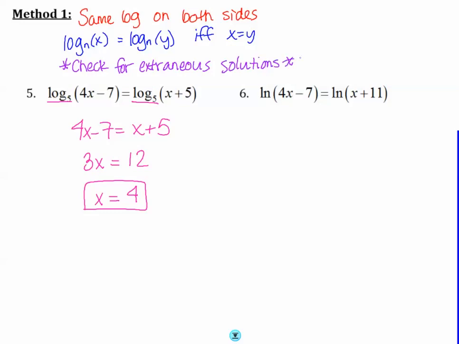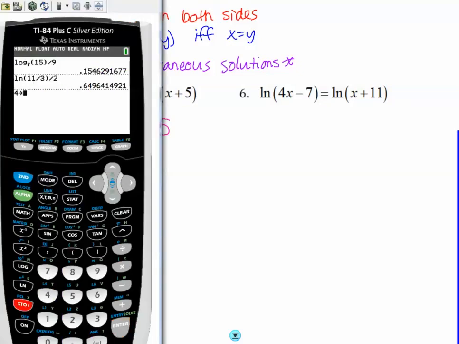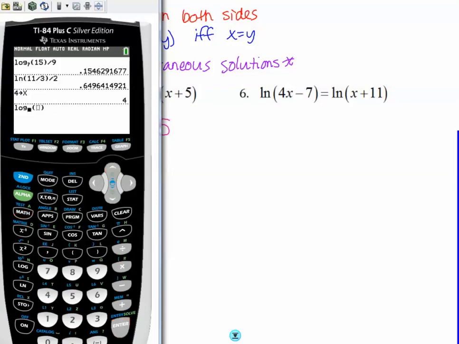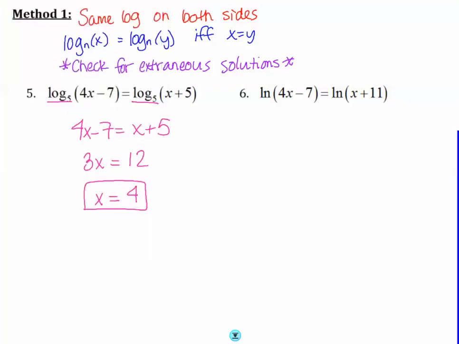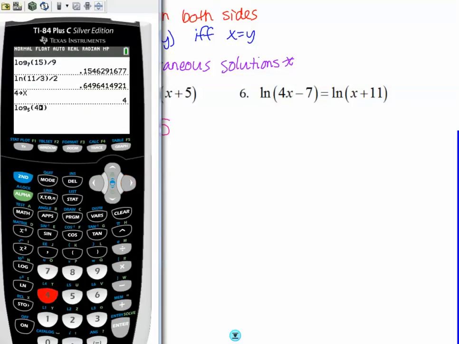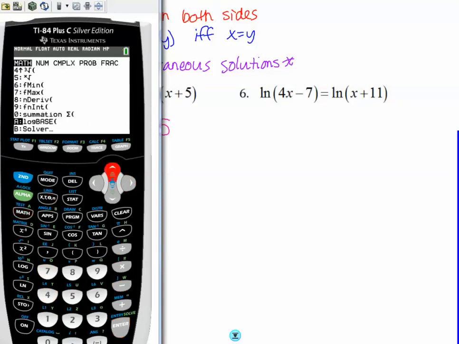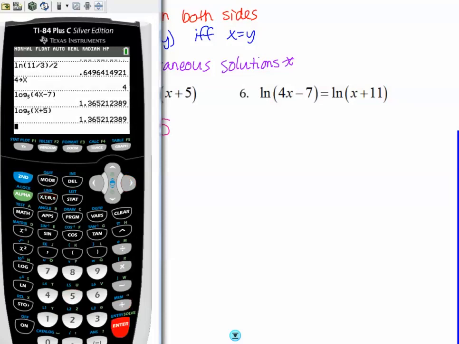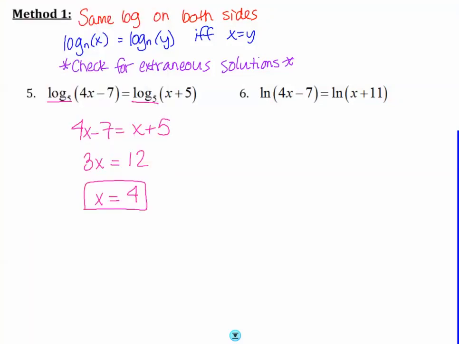So we'll just use the store button on our calculators. I can do 4 store for x, and then I can do log base 5 of 4x minus 7, and I get an answer. And then if I type in the other side of the equation, I get log base 5 of x plus 5. And that gives me the same decimal, so that is our solution.